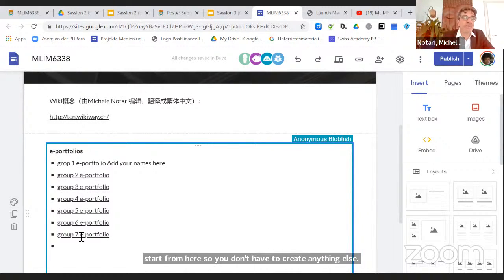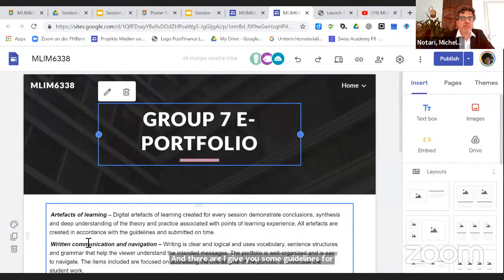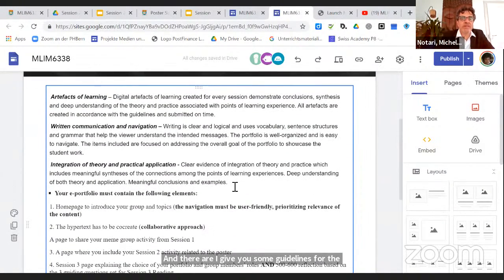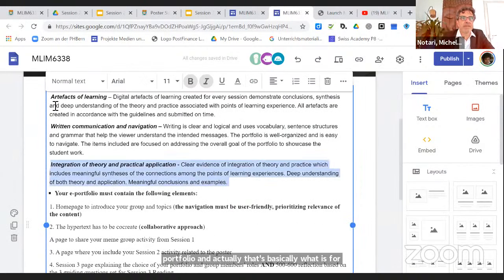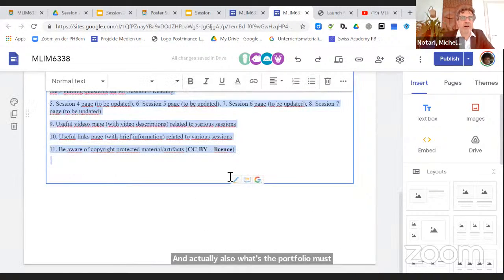I go into group 7. I think nobody's in group 7. We have 6 groups. And there I give you some guidelines for the ePortfolio. And actually, that's basically what is for the assignment. I showed the slide before. And actually, also what the ePortfolio must contain. And from here, you start creating your hypertext.